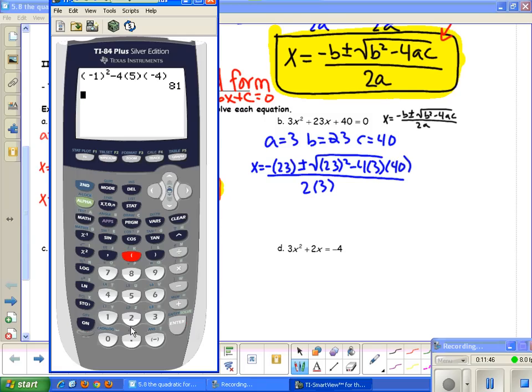So we get 23 squared minus 4 times 3 times 40. And this is what I got underneath my radical. Oh, I didn't realize I squared that twice. Let's try this again. Oops.